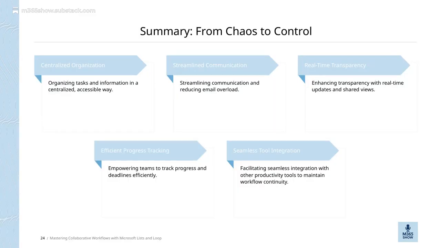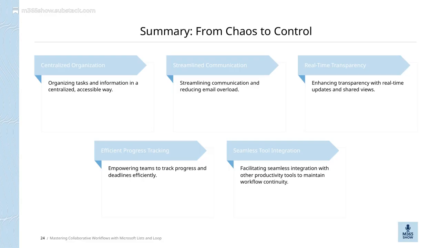Let's talk about how we can facilitate seamless integration with other productivity tools to keep our workflows running smoothly. When different tools work together effortlessly, it helps us stay on track without losing momentum. This means teams can easily connect Microsoft Lists and Loop with the apps they already use, ensuring that information flows seamlessly across platforms. Next, I want to highlight how this integration empowers us to track progress and deadlines more efficiently. Instead of juggling multiple sources of information, we can have a clear, centralized view of our tasks, which makes managing deadlines much simpler and more reliable.